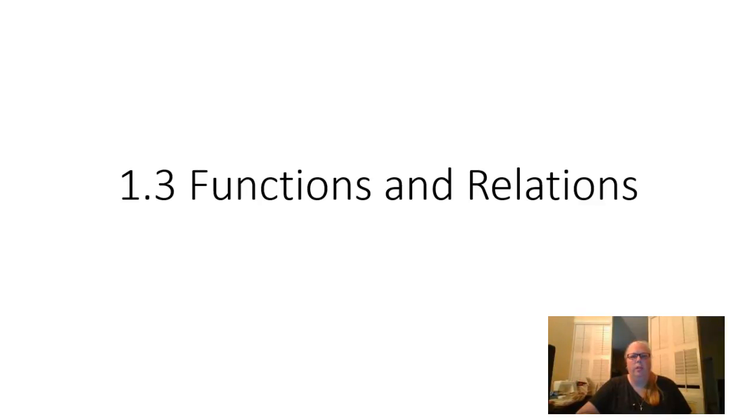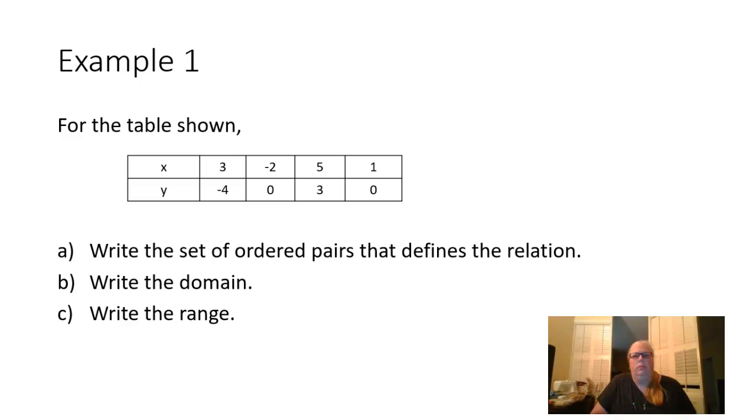These examples go with Lesson 1.3, Functions and Relations. Example 1. For the table shown, A, write the set of ordered pairs that defines the relation, B, write the domain, and C, write the range.